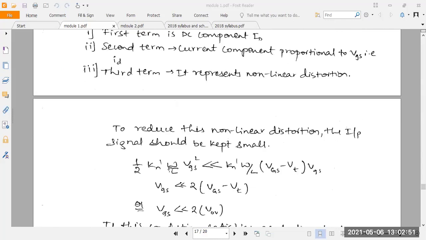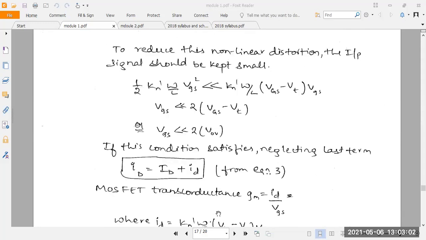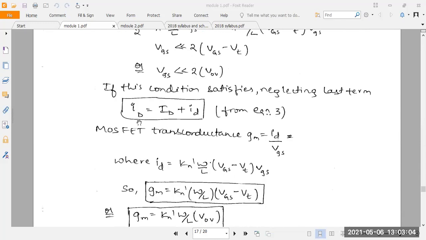You take the third term and second term and equate these two, then take vgs outside. When vgs is outside, you get almost 2 into (VGS minus VT). VGS minus VT is nothing but the overdrive voltage. After that, you take the drain current equation ID, which is the total current from the AC and DC. So you take now the transconductance, which should be equal to ID divided by VGS.